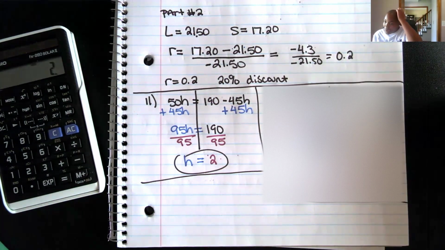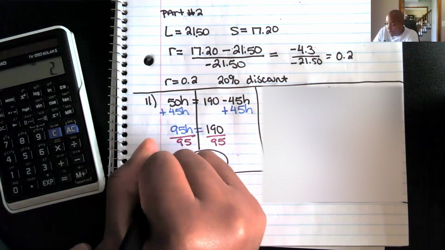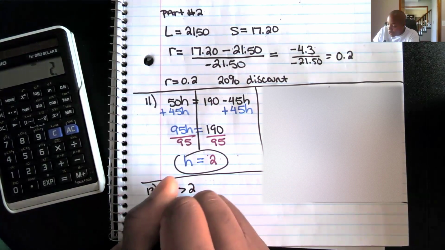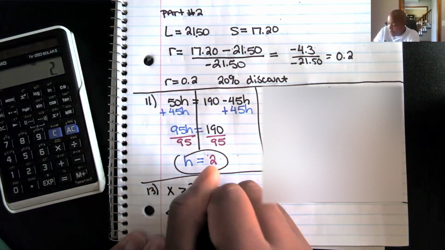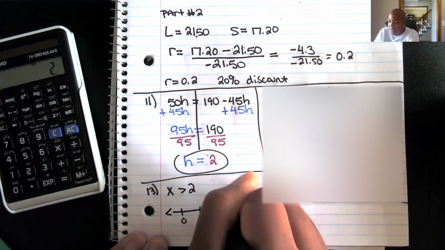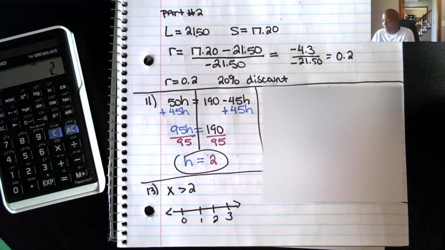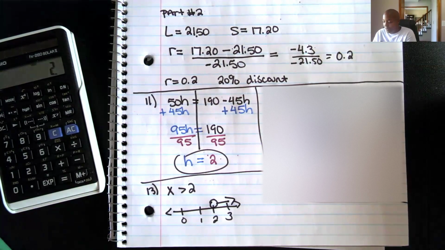All right, number 13 is pretty straightforward. We just have to graph the inequality, x is greater than 2. I'm going to draw a number line. You don't need a crazy long one. 0, 1, 2, 3 is plenty. It's the greater than symbol, so that's an open circle. Greater than means to the right. Draw an arrow to the right. Done.